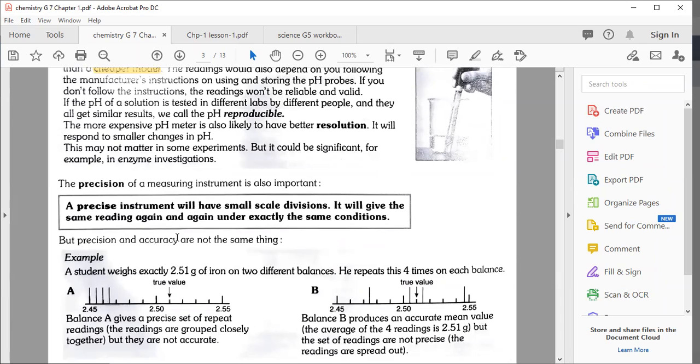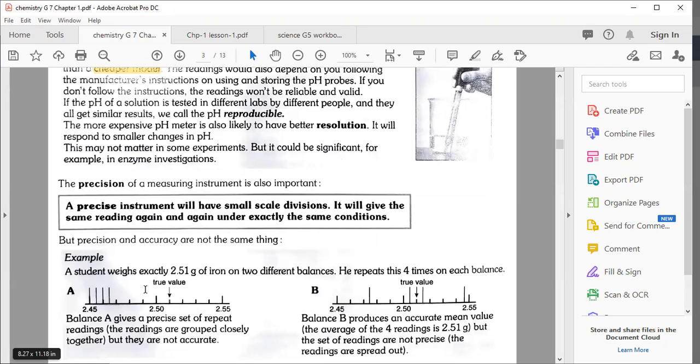But precision and accuracy are not the same things. So this example, you can easily understand. A student weighs exactly 2.51 gram of iron on 2 different balances. He repeats this 4 times on each balance. So every time you can see that balance A gives a precise set of repeat readings. The readings are grouped closely together. 1 time, 2 times, 3 times. You can see here, but they are not accurate.